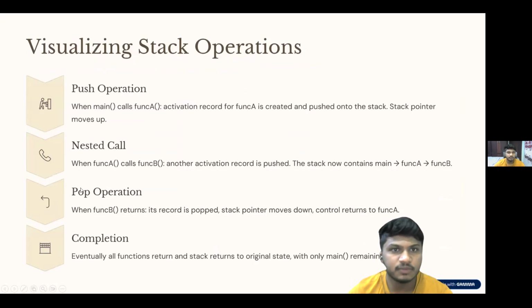When it comes to visualizing the stack operations, first the push operation is performed when main calls function A. An activation record for function A is created and pushed onto the stack, and the stack pointer moves up one position. Then the nested call: when function A calls function B, another activation record is pushed. Now the stack contains main, function A, and then function B. In the pop operation, when function B returns, its record is popped, the stack pointer moves down, and control returns to function A. Eventually, all the functions return and the stack returns to its original state with only main remaining.